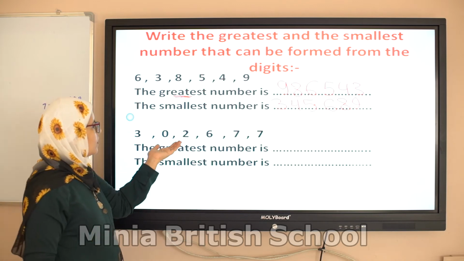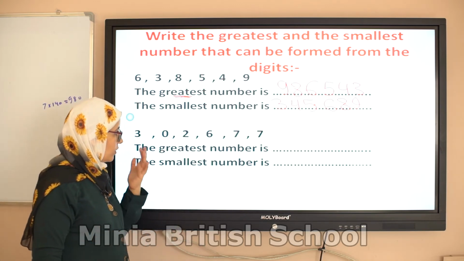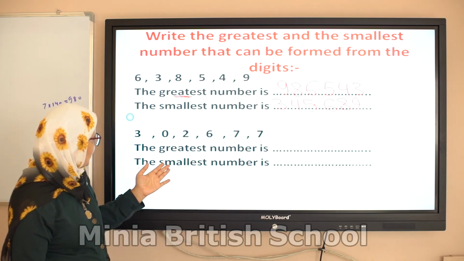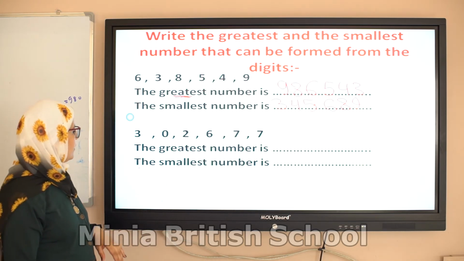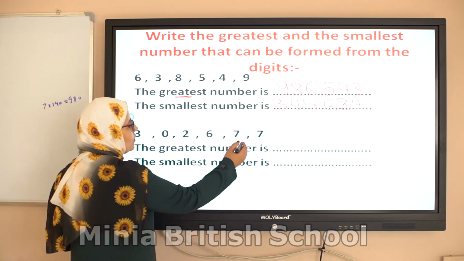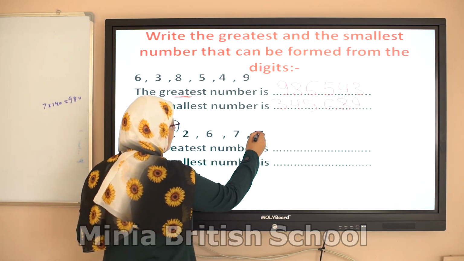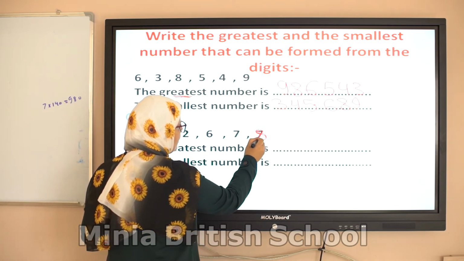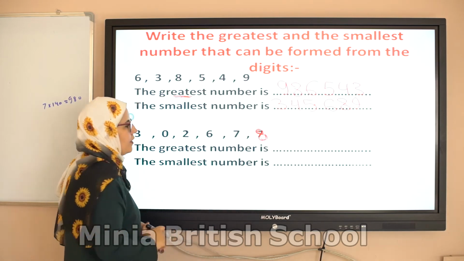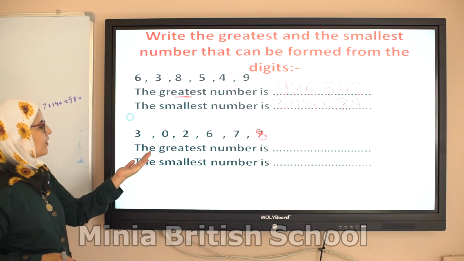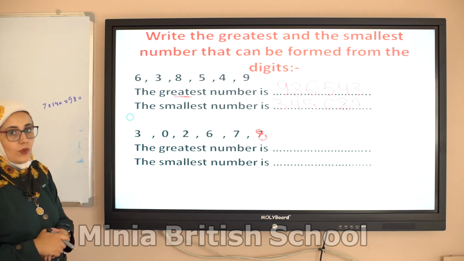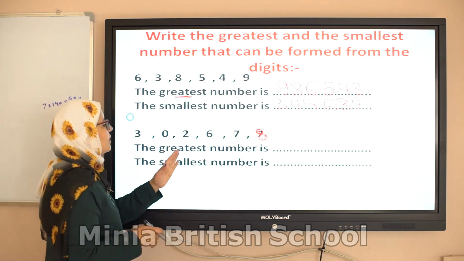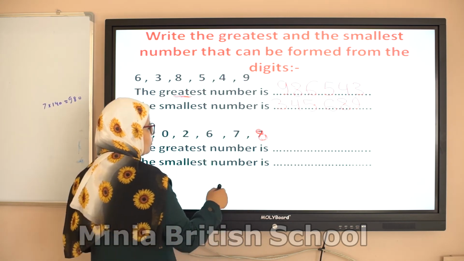Here we have some digits, okay? We have a repeated number actually. We can convert this to 8, okay? Let's make it 8. The greatest number. To form the greatest number, we need to what? To arrange these numbers descendingly, from the greatest to the smallest.